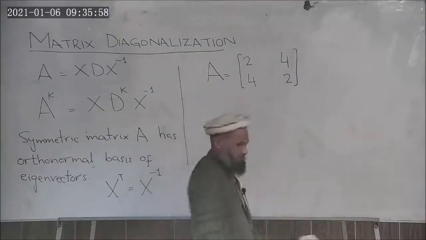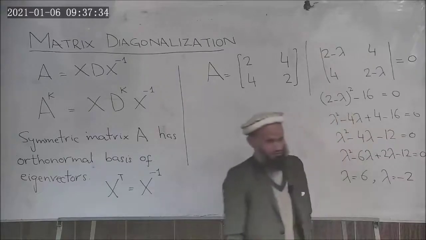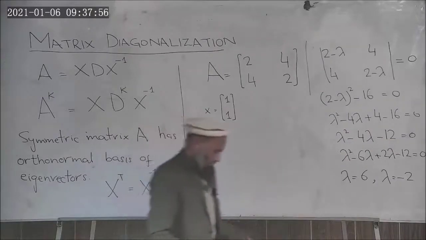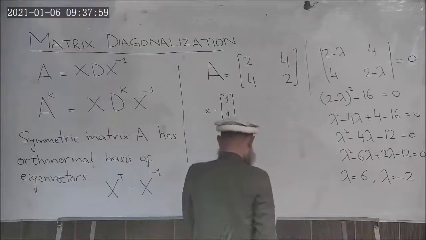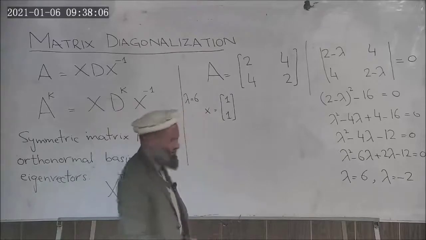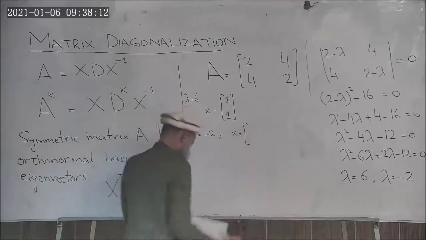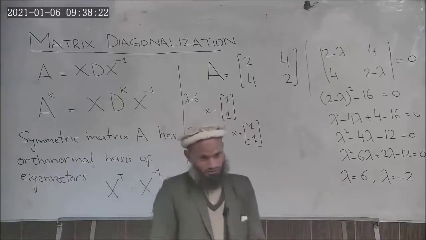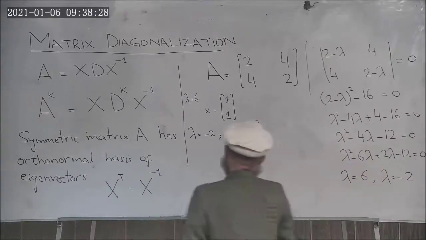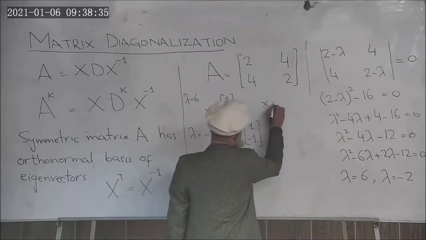This is a symmetric matrix, and you can find the eigenvalues for this matrix. So these are two eigenvalues. Corresponding to these two eigenvalues, we find eigenvectors. This is an eigenvector corresponding to lambda equal to 6, and corresponding to lambda equal to -2, this is the eigenvector. These vectors are orthogonal, however they are not orthonormal. So what we need to do is normalize these vectors.